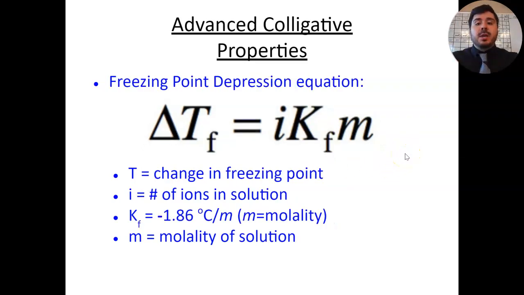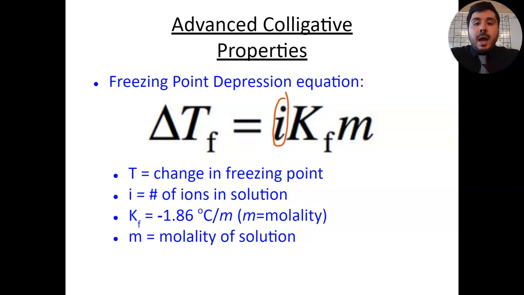Now, again, we had a little sneak peek of this delta T f equation for freezing point depression. It's basically the exact same thing. We once again have delta T, this time lowercase f, which is your change in freezing point. Once again, we're utilizing a T final minus T initial approach. We once again have our i here, the number of ions in solution. It's the same deal. It's going to come directly from your dissociation equation.